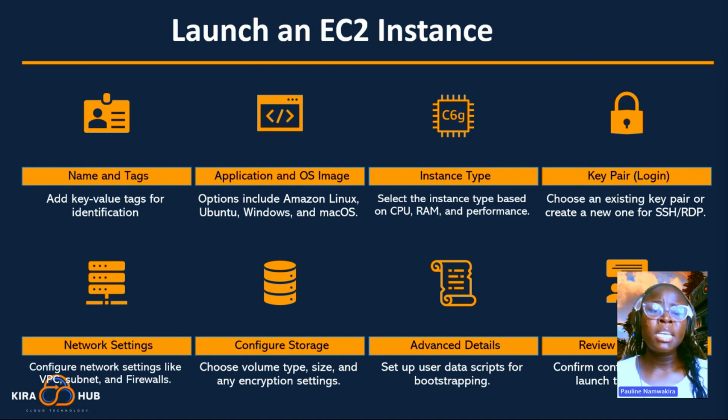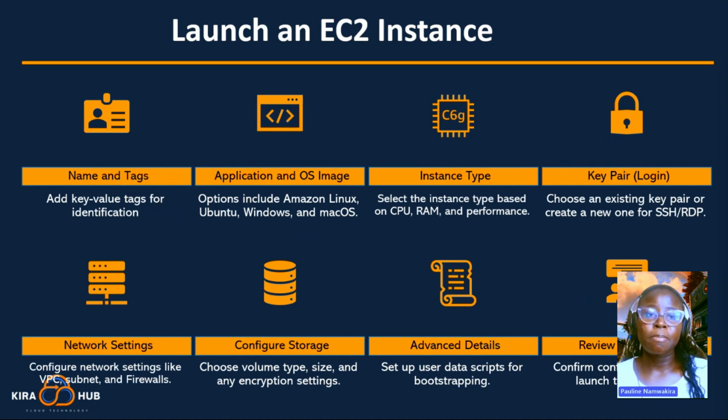We have the application and operating system image. Now you have to select the appropriate AMI, what we call the Amazon Machine Image, based on your application requirements. So for example, we have different options: Linux, Ubuntu, Windows, Mac. So consider the use case. Amazon Linux is good for web servers. Windows is good for .NET applications. Ubuntu is good for open source software development. Let me know what Mac is good for. But yeah, so that is the Amazon Machine Image, which contains the application and the operating system image.